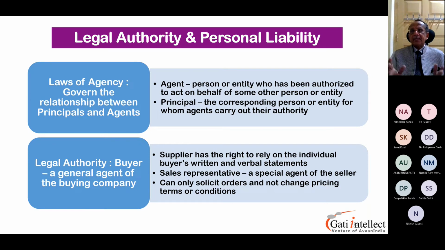Okay, let me finish this and then we'll take examples, then it will be more clear. Principal is the corresponding person or entity for whom agents carry out their authority. Let us say that your company is an agent of Whirlpool Air Conditioner. You are an agent of Whirlpool Air Conditioner in Bernardino. So who is your principal? It is the Whirlpool company.